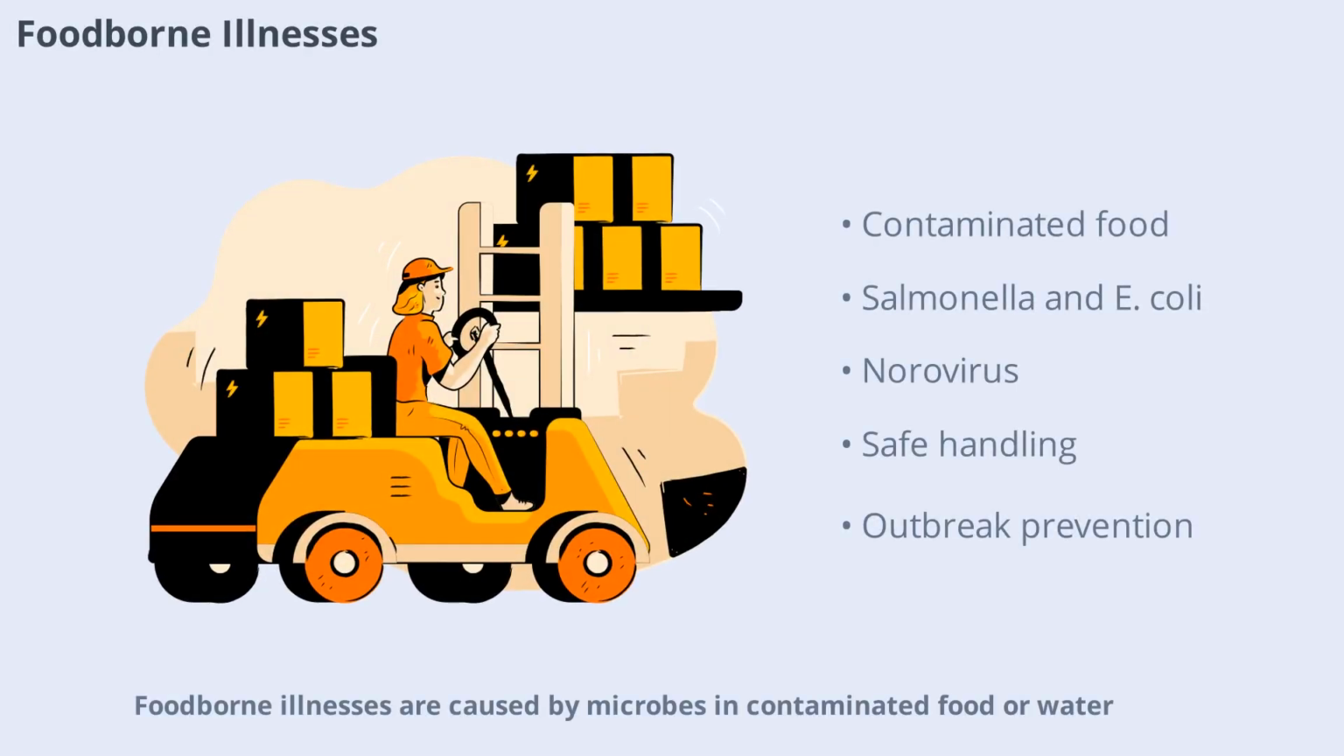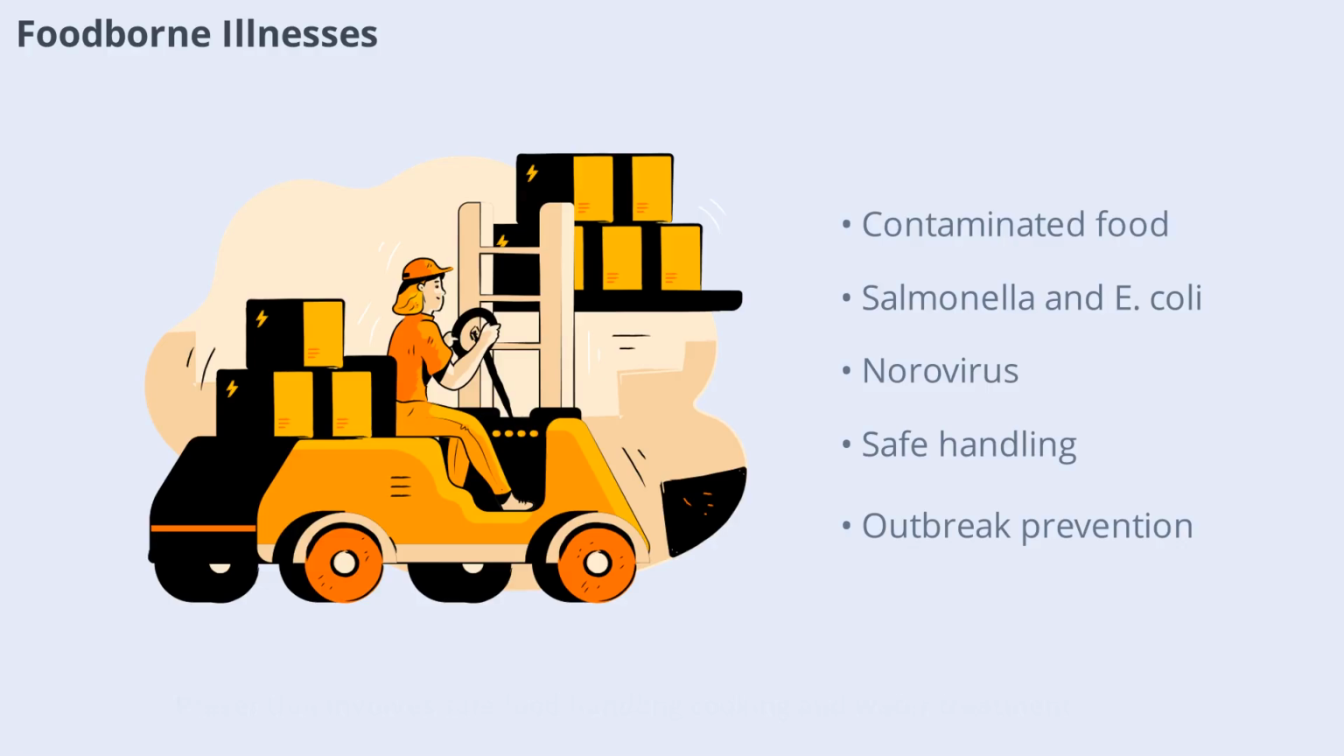Foodborne illnesses are caused by microbes in contaminated food or water. Common pathogens include Salmonella, E. coli, and norovirus. Symptoms range from mild stomach upset to severe dehydration. Prevention involves safe food handling, cooking, and water treatment. Microbiology helps identify sources and prevent outbreaks.